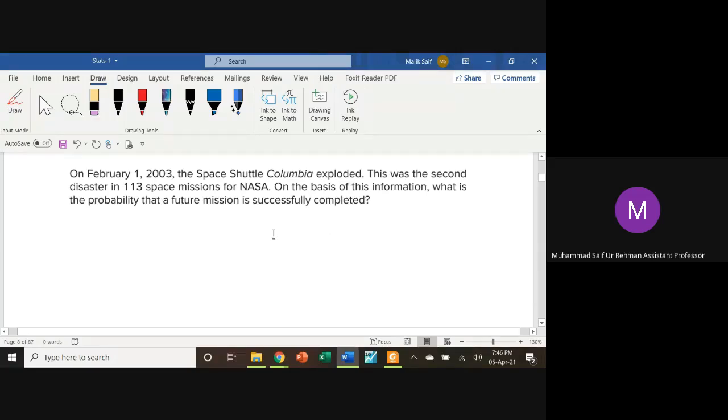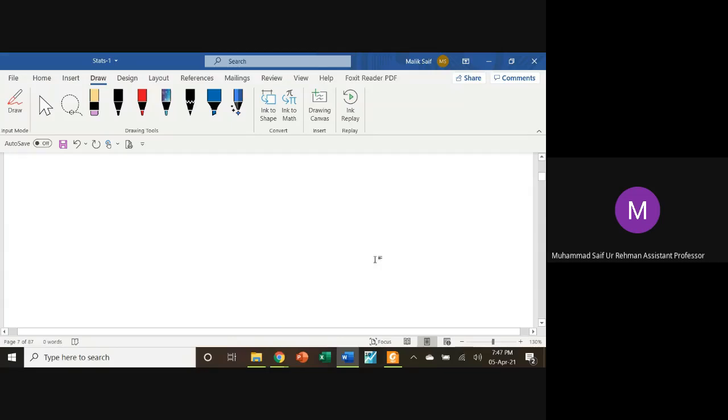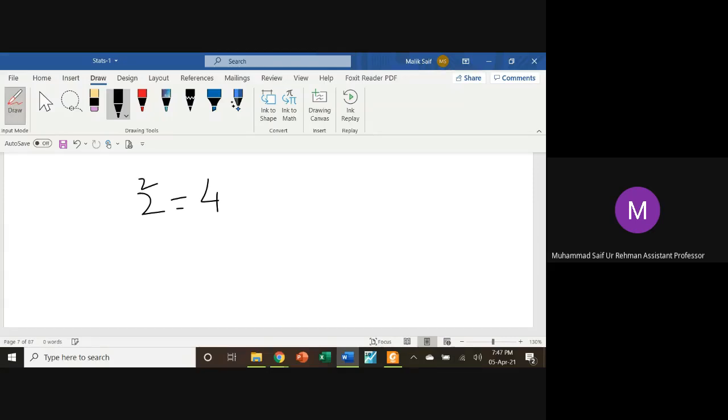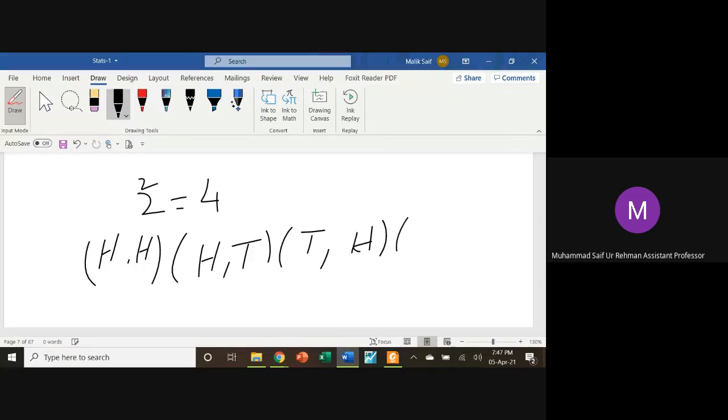In case of a coin or dice, we know that if you toss a coin once, there are two possible outcomes. If you toss a coin twice, there will be four possible outcomes. If you toss a coin three times, 2 power 3, the result is 8. In that way, you may find out how many total possible outcomes there will be. Let's say you toss a coin two times, so you take 2 power 2, the answer is 4. So the sample space you may write down: head head is one event, head tail, or tail head, or tail tail. So these are the possible outcomes or events.